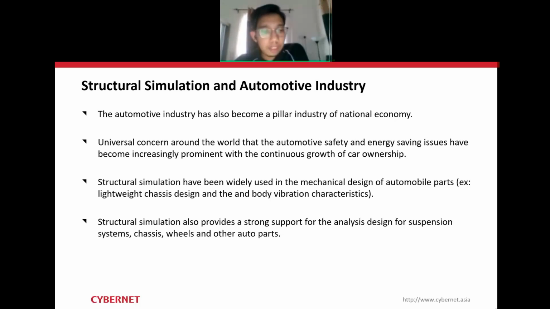So in the automotive industry, structural simulation has been widely used in the design and also the analysis of automotive parts. It is because structural simulation provides very strong support for the design and analysis of automotive components such as the suspension systems, the chassis, the wheels, and other kinds of automobile parts.